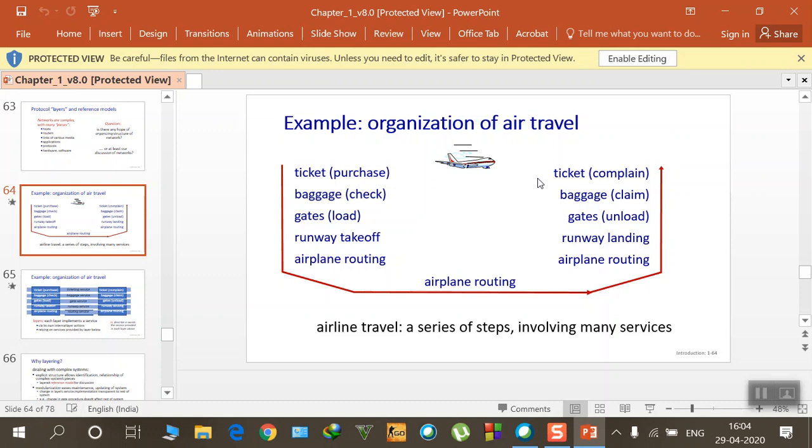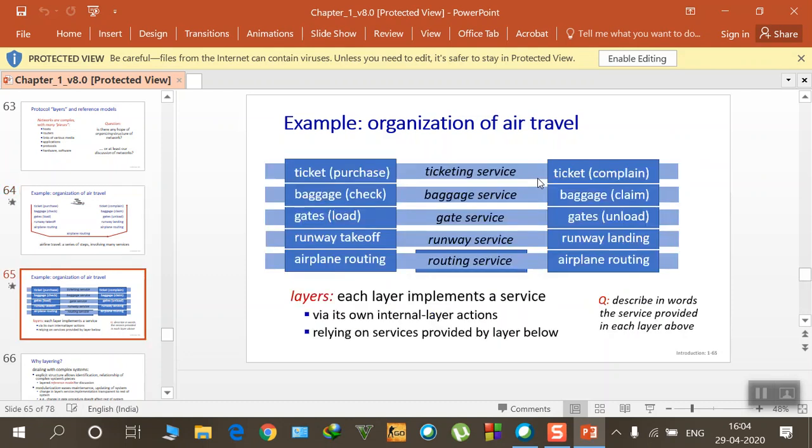So, this example in the next slide, 65, can be horizontally broken. You travel from Delhi to Srinagar, in which the first stage was the ticketing stage, purchase or any complaints. This comes under ticketing service. The second stage was baggage service, in which you had to check in the baggage, and at the destination, you have to claim the baggage. The third service was gate. You went into the plane, you offloaded from the plane, then runway and then routing.